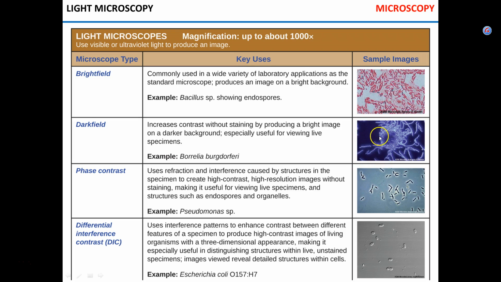So this is Borrelia burgdorferi. I don't know if you can see, they kind of spiral. Okay, that's a spirochete that causes Lyme disease.